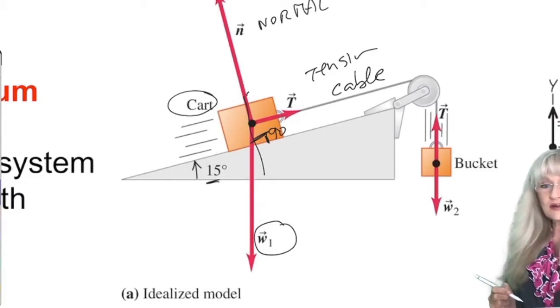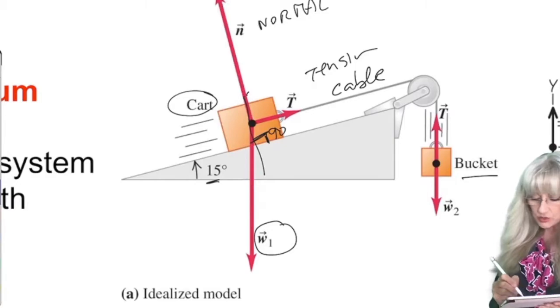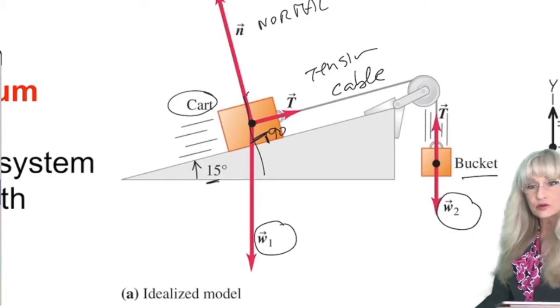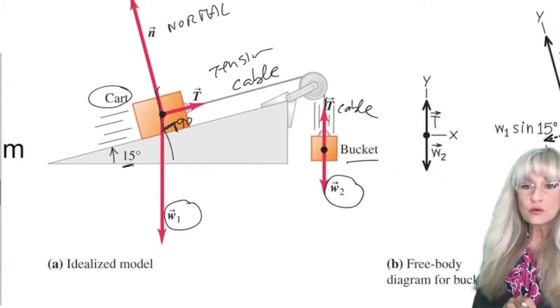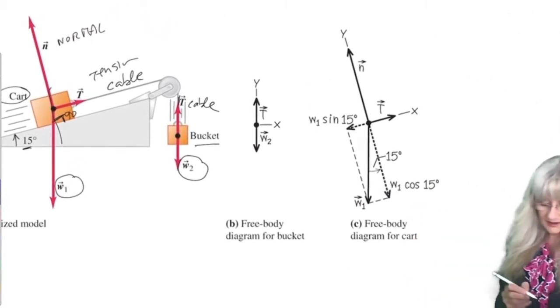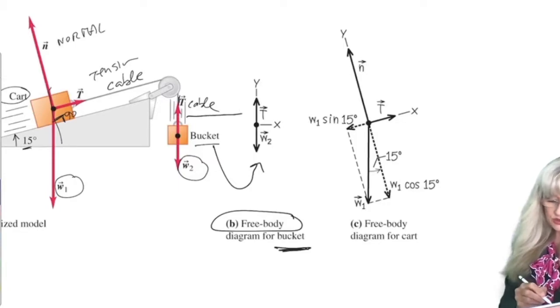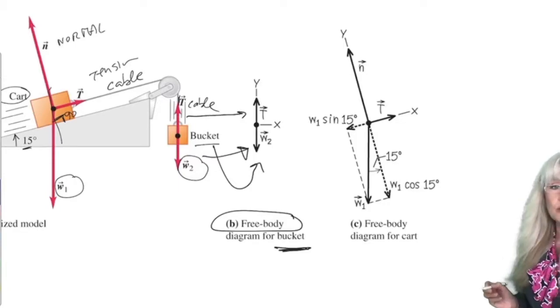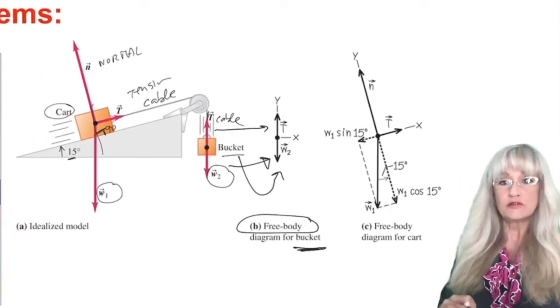Now at the other end there is a second object, which is a bucket, which will have its own weight pointing down toward the center of the planet, and since there is a cable, again a tension in the cable. So what do we do with multiple objects? We have to do two different free body diagrams. The simple one is for the bucket right here, because of the tension and the weight, it's very easy to represent. As for the cart, here's the cart free body diagram.